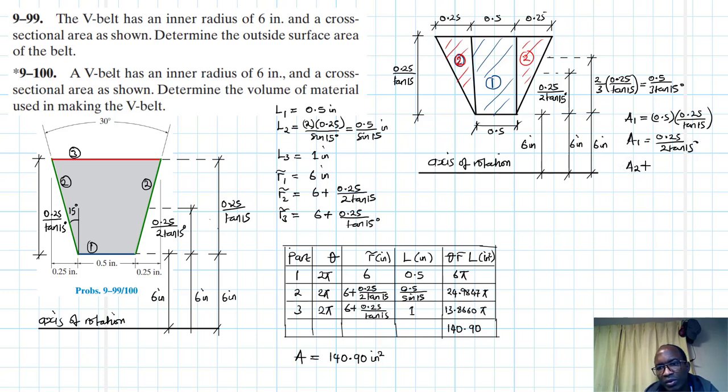Area 2, there are 2 of them, so it's 2 times half times 0.25 times another 0.25 divided by tan 15. Therefore, this just becomes equal to 0.25 squared divided by tan 15. Alright.